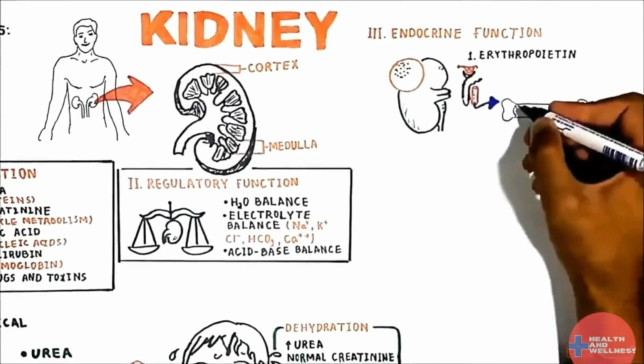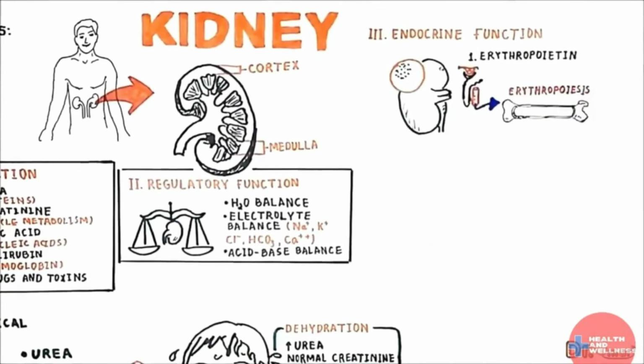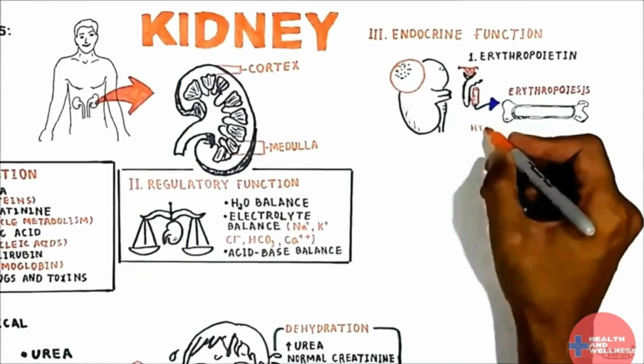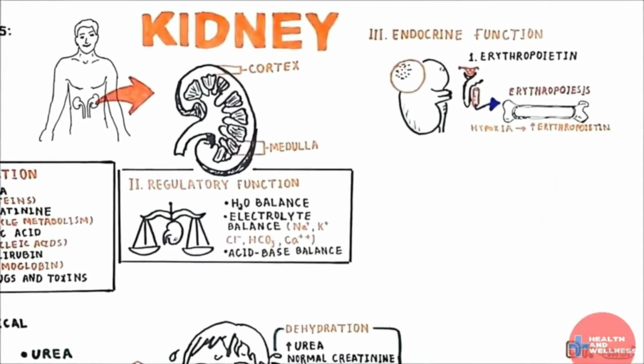It is important to understand that erythropoietin controls erythropoiesis, or red blood cell production, in the bone marrow. These cells are very sensitive to oxygen level in the blood and the hypoxic condition. These cells produce more erythropoietin for facilitating erythropoiesis.